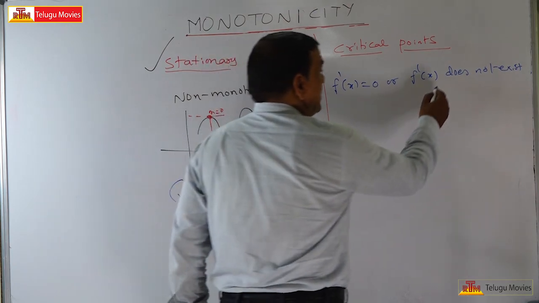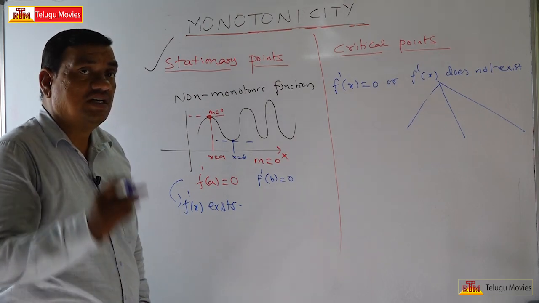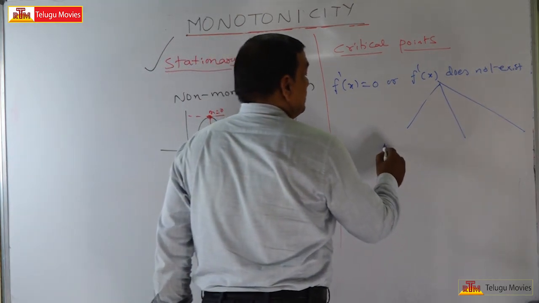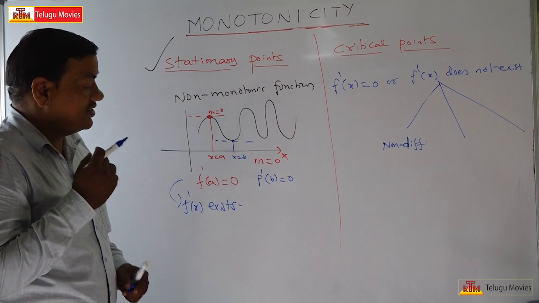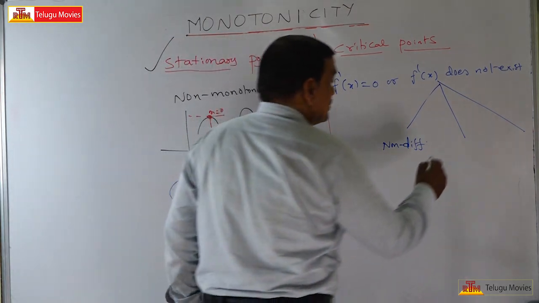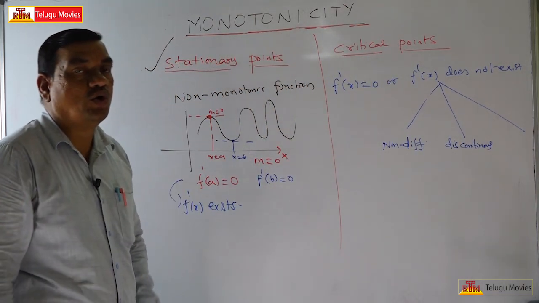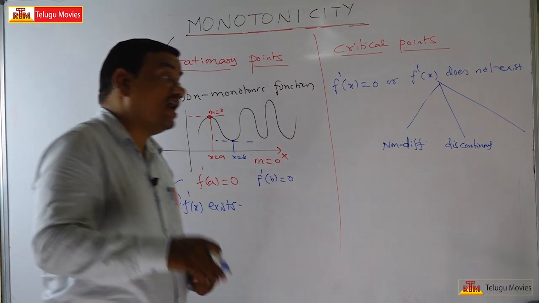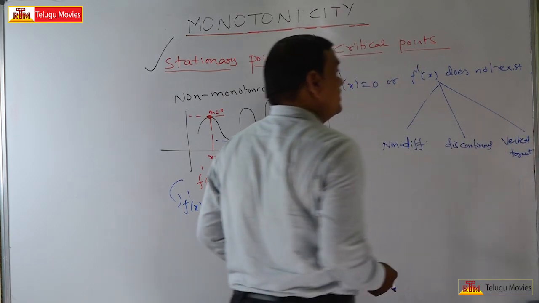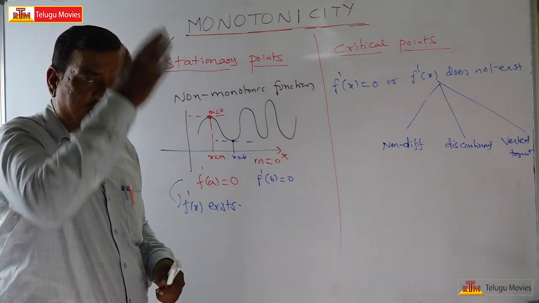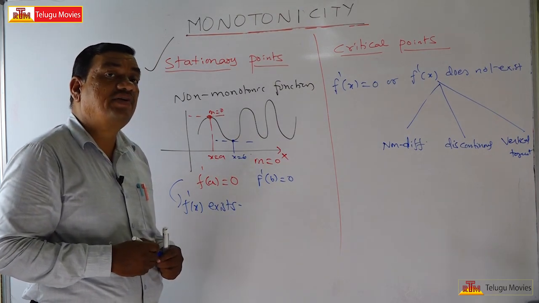F dash of x does not exist means again 3 conditions will come. It may be non-differentiable at the point x is equal to a, or discontinuous at that point, or it will have a vertical tangent, then also f dash of x does not exist. Vertical tangent means the slope is parallel to the y-axis.